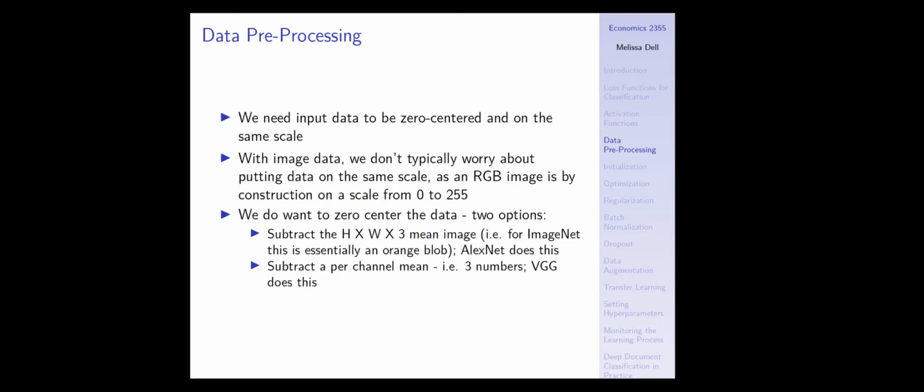Or you could subtract a per channel mean, which is just 3 numbers. So for the R, the G, and the B dimension, you subtract out the mean R, the mean G, and the mean B value. And in practice, it leads to a very similar result. AlexNet does the first, VGG does the second. When you go and implement these architectures, it's going to do that for you. So you don't need to worry about this per se, but it's good to know that this is happening in the background, but very simple.